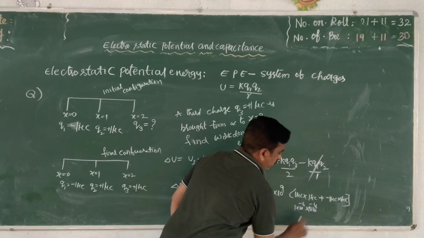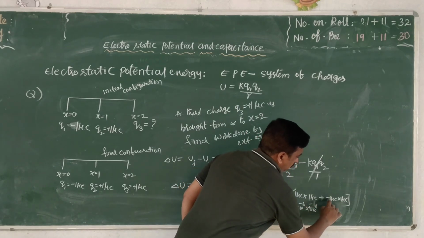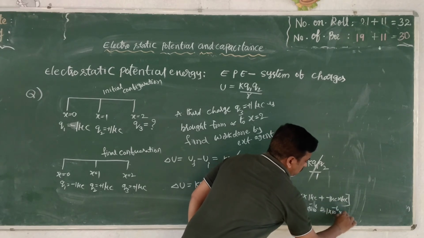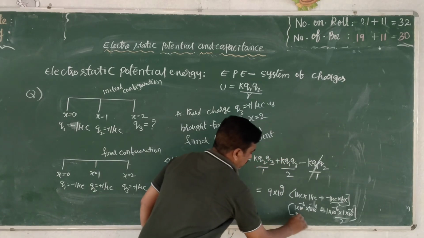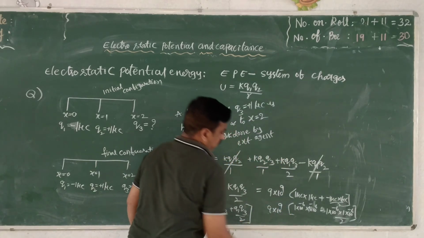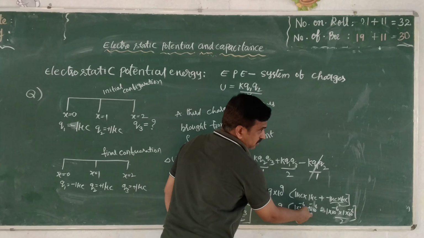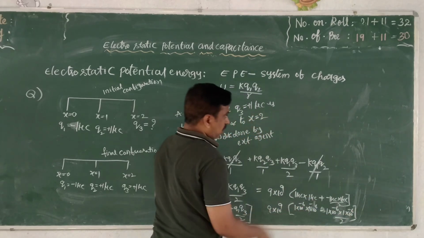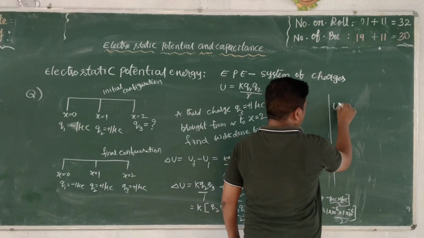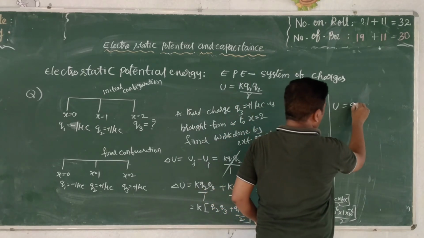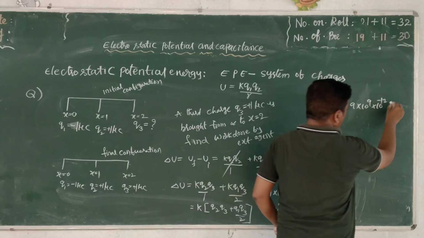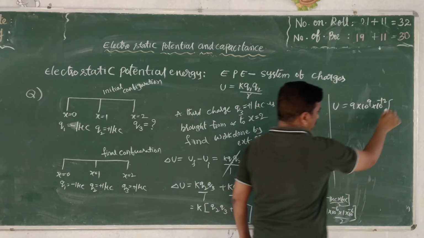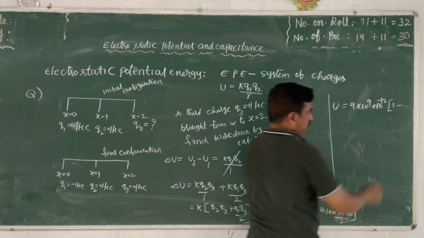Now 1 into 10 power minus 6, plus minus into plus, minus 1 into 10 power minus 6, 1 into 10 power minus 6 by 2. Now see here, 9 into 10 power 9, and 10 power minus 6, 10 power minus 6 gives 10 power minus 12. Here also it is there, so we can take it common. So the change in potential energy equals 9 into 10 power 9 into 10 power minus 12 into (1 into 1, minus 1 into 1, 1 by 2).